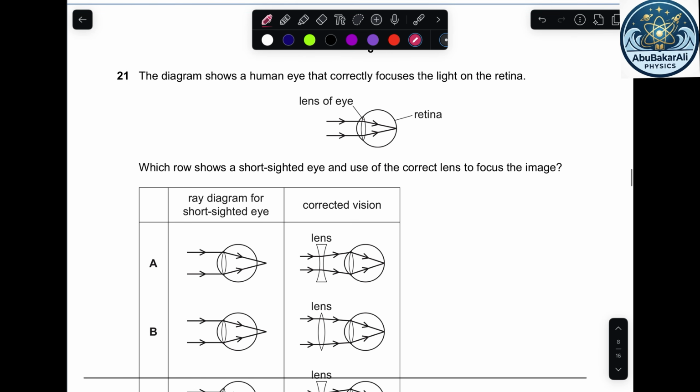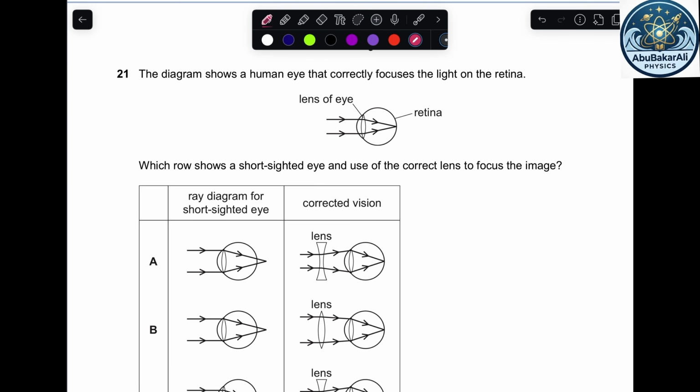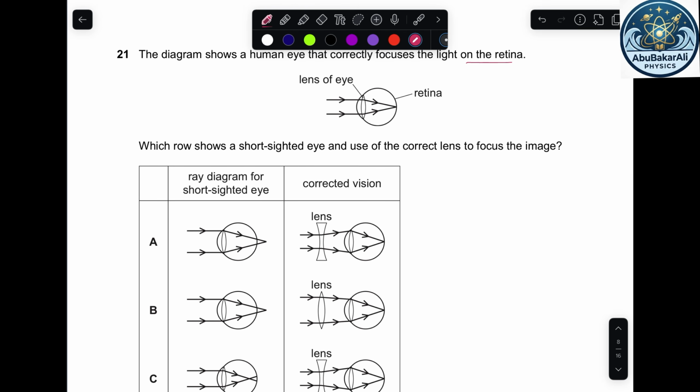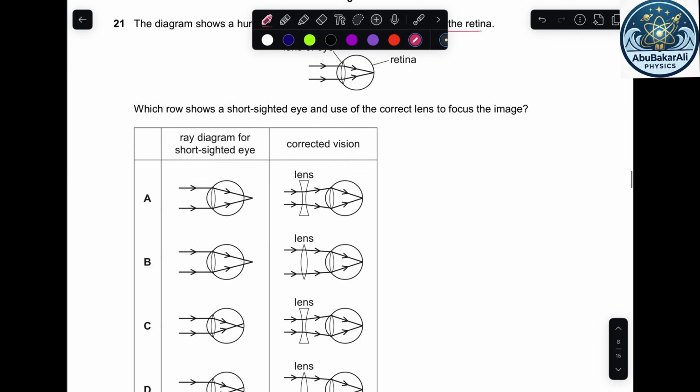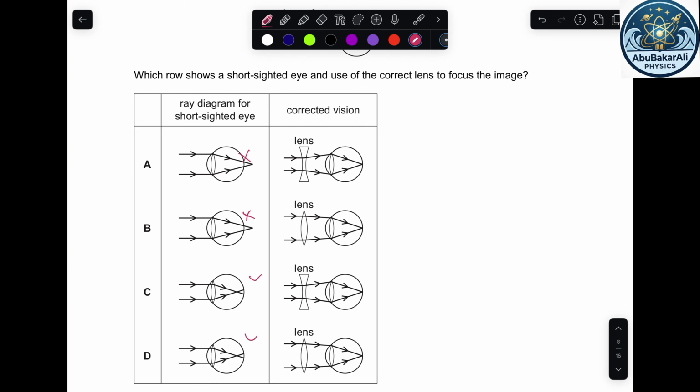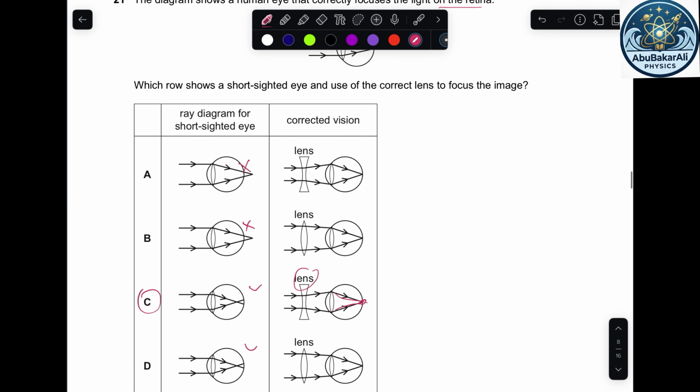Question 21. The diagram shows a human eye that correctly focuses the light on the retina. Which row shows a short-sighted eye and use of the correct lens to focus the image? For the short-sighted eye, the light will be converging before the retina. So those are not the options. You have to choose between C and D, and for that we use a diverging lens. So it's option C. Keep in mind for short-sightedness, light will converge before the retina, and you use a diverging lens, a concave lens.